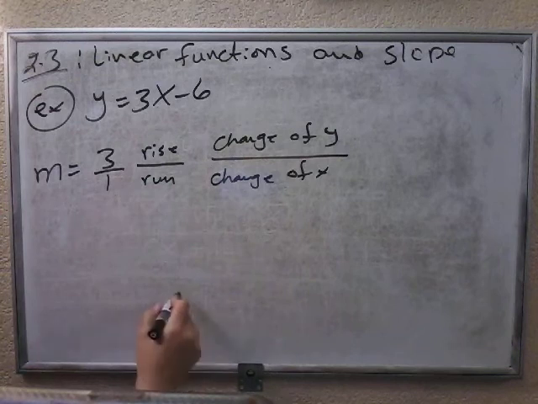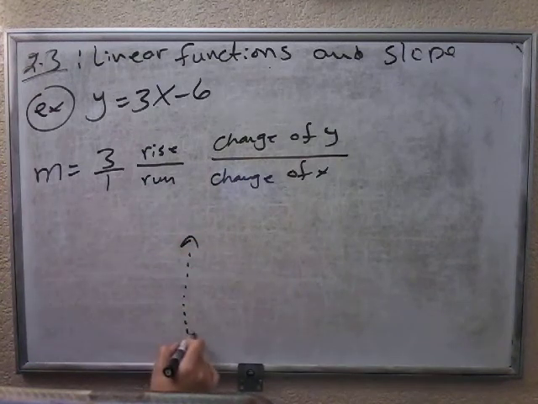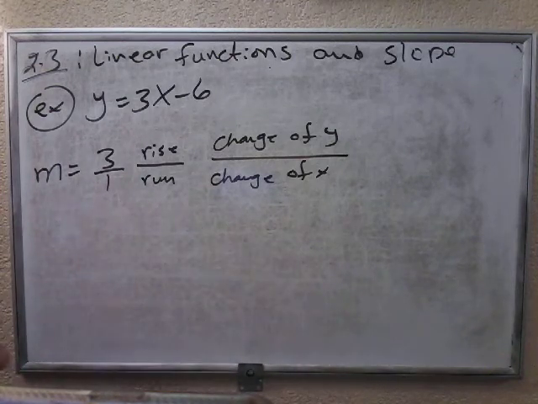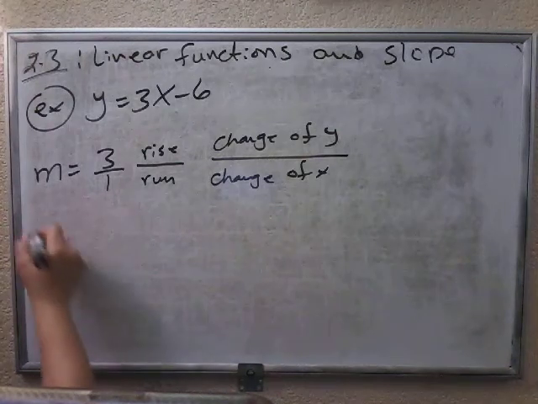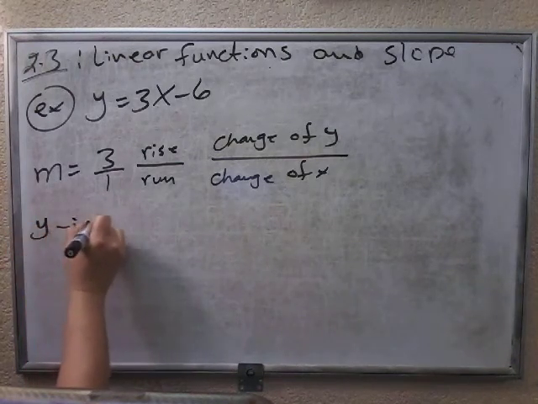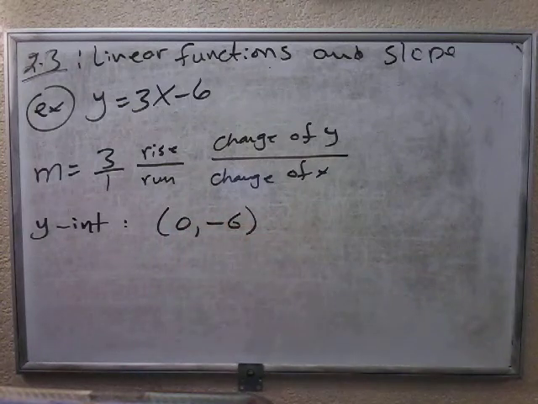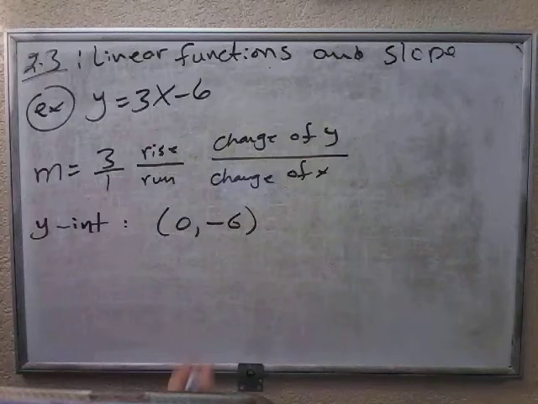So rise, you're going up or down. You go up and down, but you're running back and forth, right and left. That's the difference between them. So let's see how to do it. And then my y-intercept, it's 0, negative 6. So let's see how to graph these.